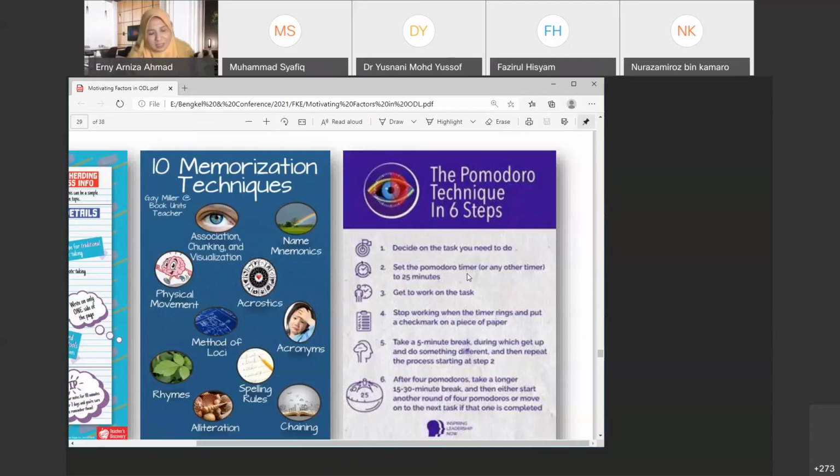Okay, WhatsApp ke apa ke tutup semua. Mak panggil pun, yang tu jawab lah wajib, tapi bagi tahu tengah buat assignment. Okay, 25 minutes. So get to work on the task in that 25 minutes. Then stop when the timer rings and put a check mark on a piece of paper. So maksud dia cukup 5 minit, rehat. Rehat 5 minit. Take a 5-minute break.